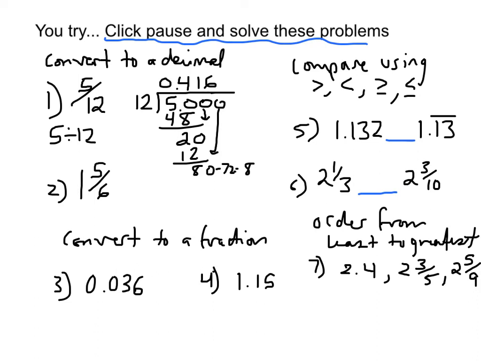So here I have another remainder of 8. And if I bring down another 0, I run out of room here, it's 80 again. So it's going to be another 6. So it's 0.416 repeating. So 5/12 is 0.416 repeating 6.